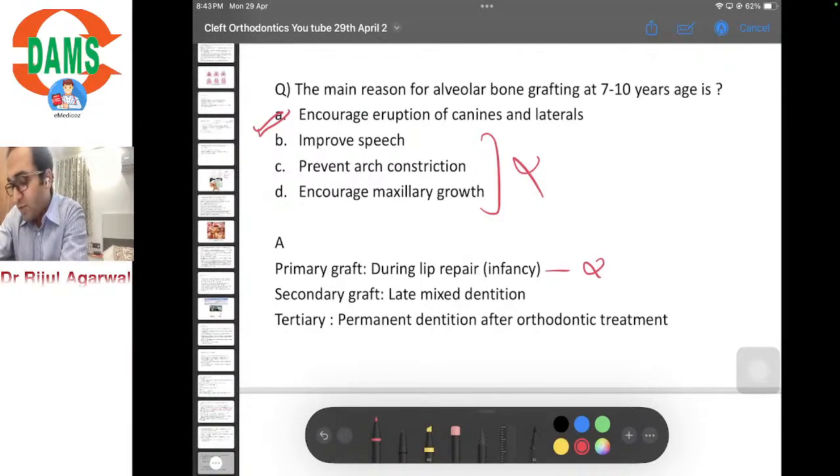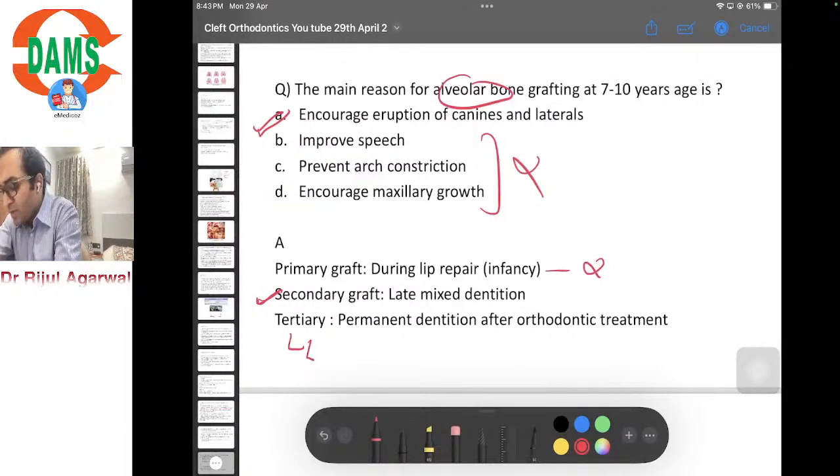The only grafting which is recommended is the secondary grafting, during the late dentition stage, to facilitate the eruption of teeth. If the question says that on X-ray there is absence of a tooth bud with respect to the canine, then there is no reason for doing any alveolar bone grafting. It is only done to facilitate the eruption of canines and laterals. If there is no tooth bud there, there is no point in subjecting the patient to any kind of surgery.